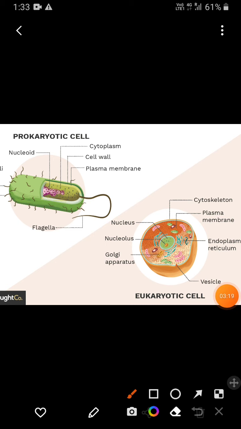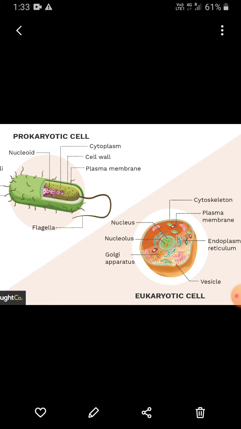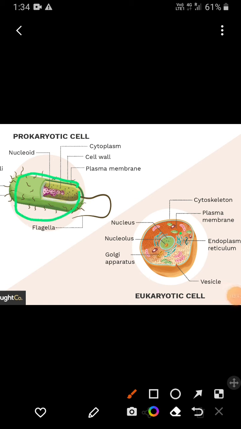So let's start. Prokaryotic cells are primitive cells that are present in our environment, and from them, with the help of evolution, eukaryotic cell developed. In case of prokaryotic cell, the main important difference is that there is no nucleus, but in case of eukaryotic cell, we have a nucleus.